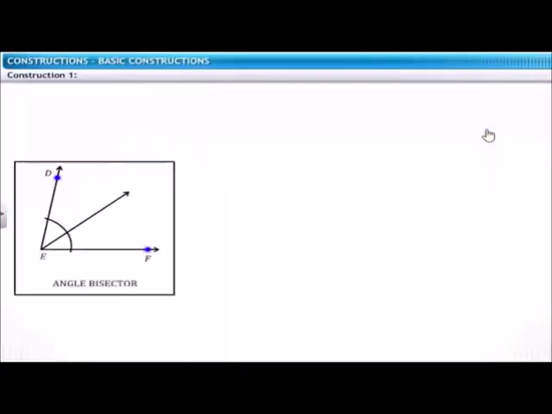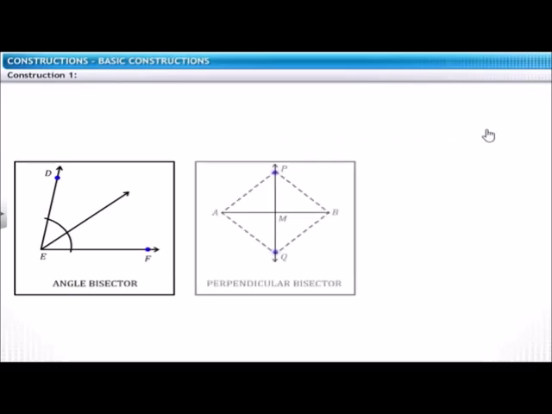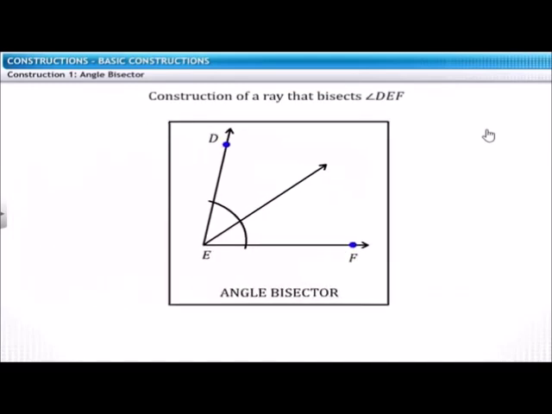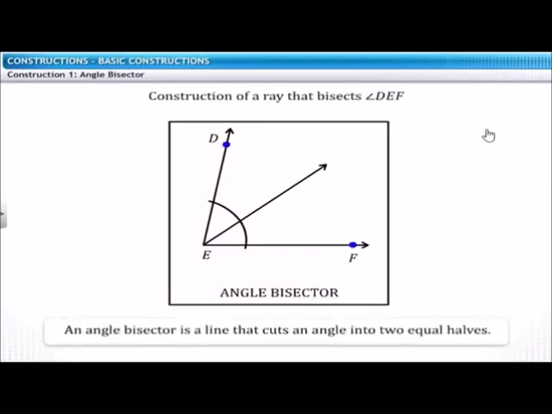The construction of an angle bisector, a perpendicular bisector, and an angle of 60 degrees are the three basic constructions that will be covered in this lesson. After constructing these figures, we will verify the results logically. Let's begin with the construction of an angle bisector. An angle bisector is a line that cuts an angle into two equal halves.